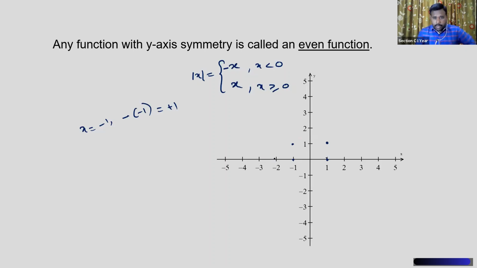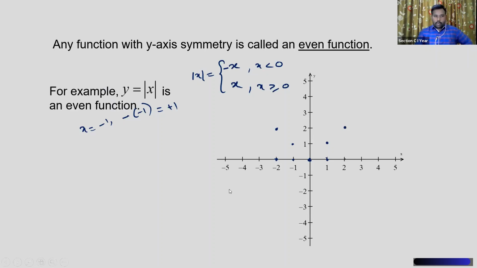Then when you take -2, you will get minus of -2, so 2 is the function value. Then corresponding to +2 again, the function value is 2. So if you just join all these points, when it is exactly 0, you will get the function value also 0. You will get the graph as something like this, right?